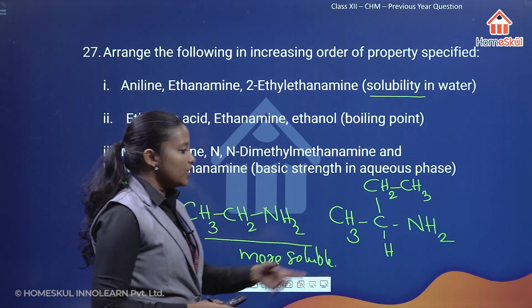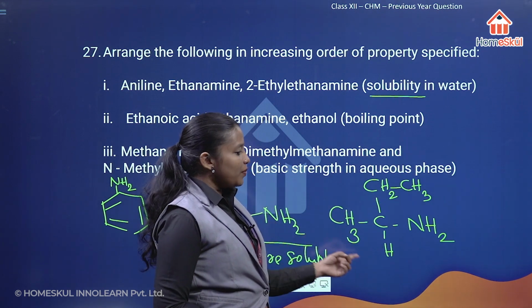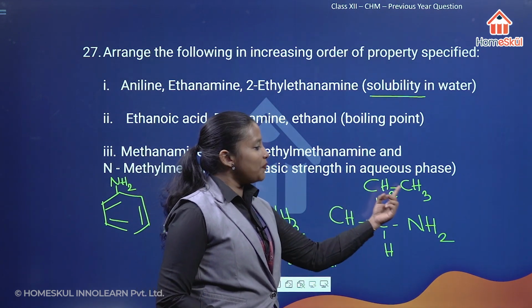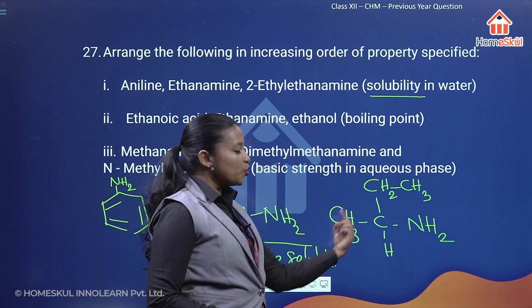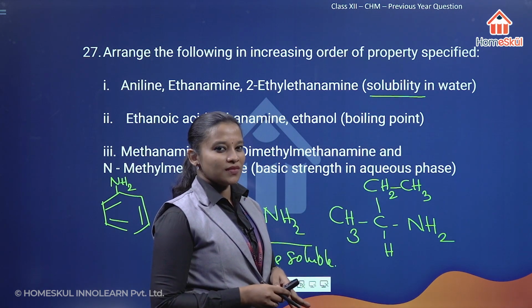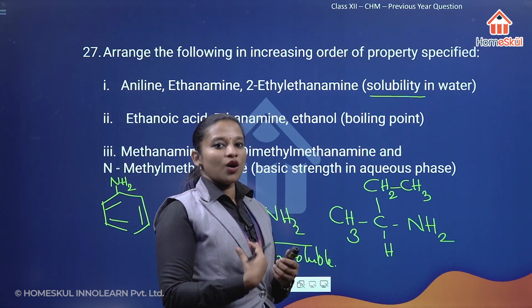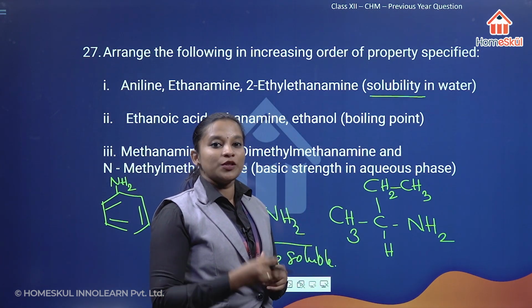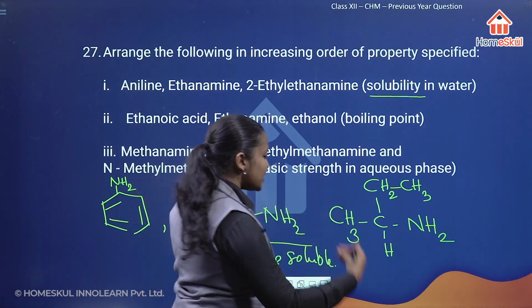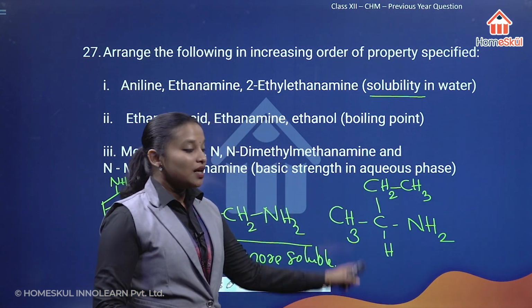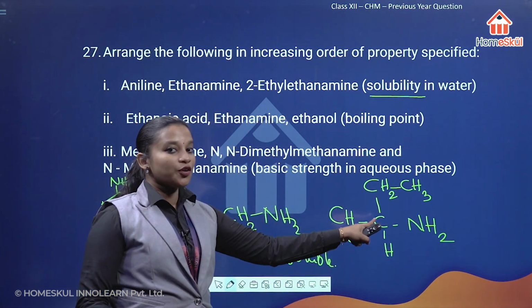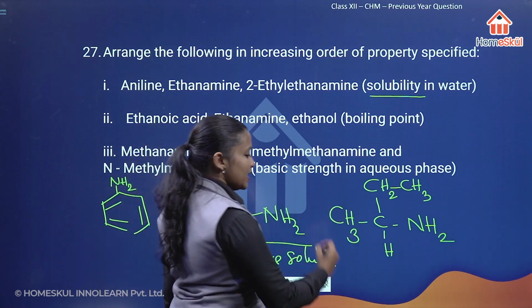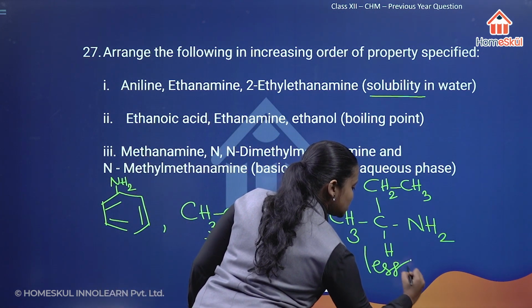Okay, here we can see what happens. There is a bulkier ethyl group. R groups are on this carbon. So, the possibility of forming hydrogen bonds or forming bonds with the water will be less. The attractive interactions are less due to the bulky R groups. That is why it is less soluble.